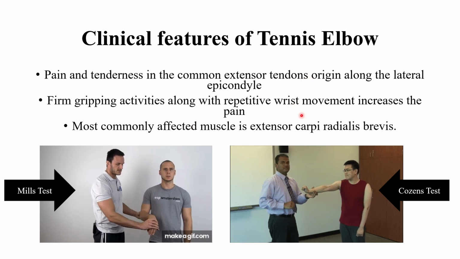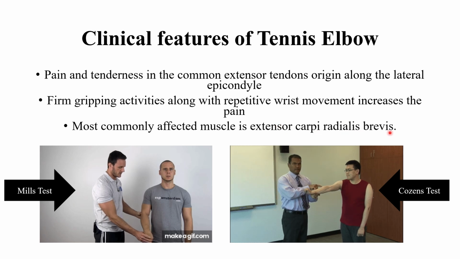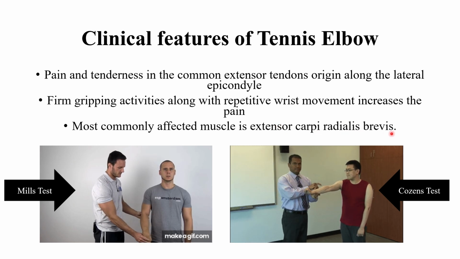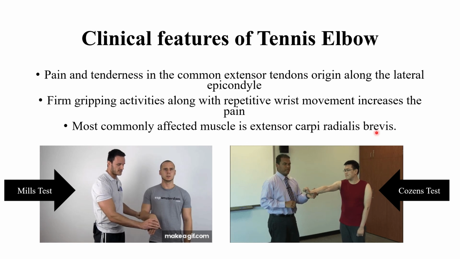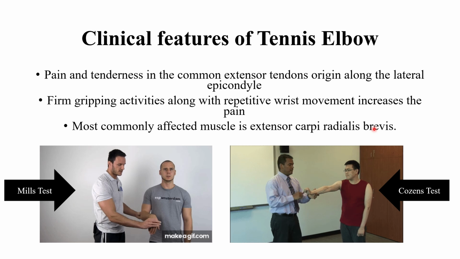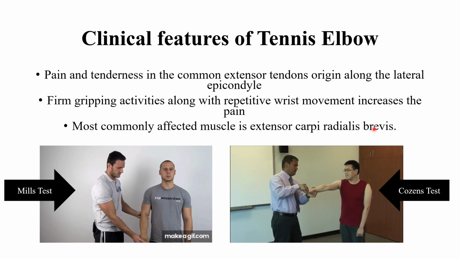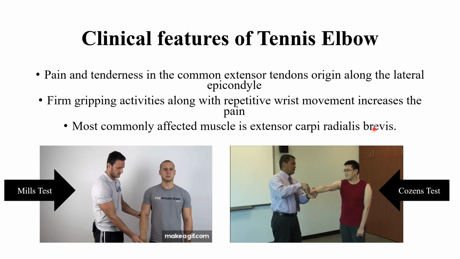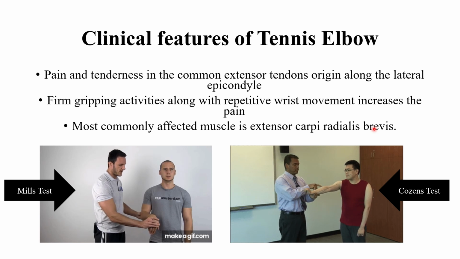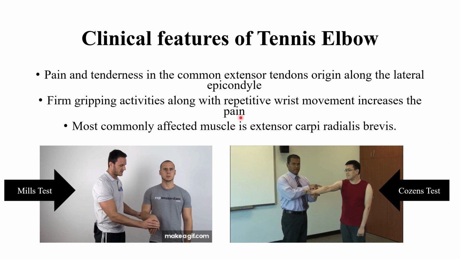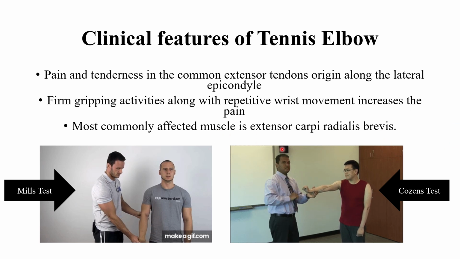Usually the muscle that is affected is extensor carpi radialis brevis. If you see your anatomy, this extensor carpi radialis brevis is inserted on the third metacarpal, which is the middle finger. Because it is in the center of the wrist, whatever movements you are doing of flexion and extension, this muscle is always getting affected because it is attached to the third metacarpal in the center. This is why in tennis elbow, the most commonly affected muscle is the extensor carpi radialis brevis.